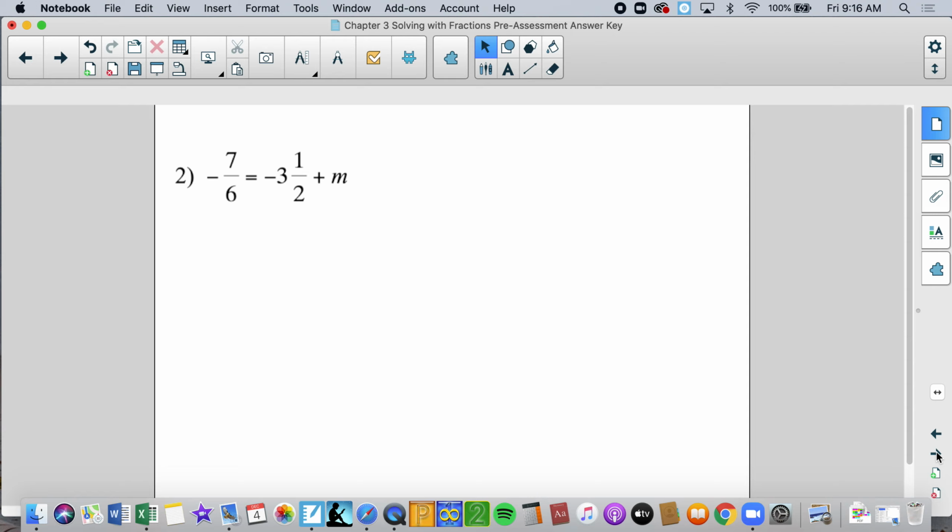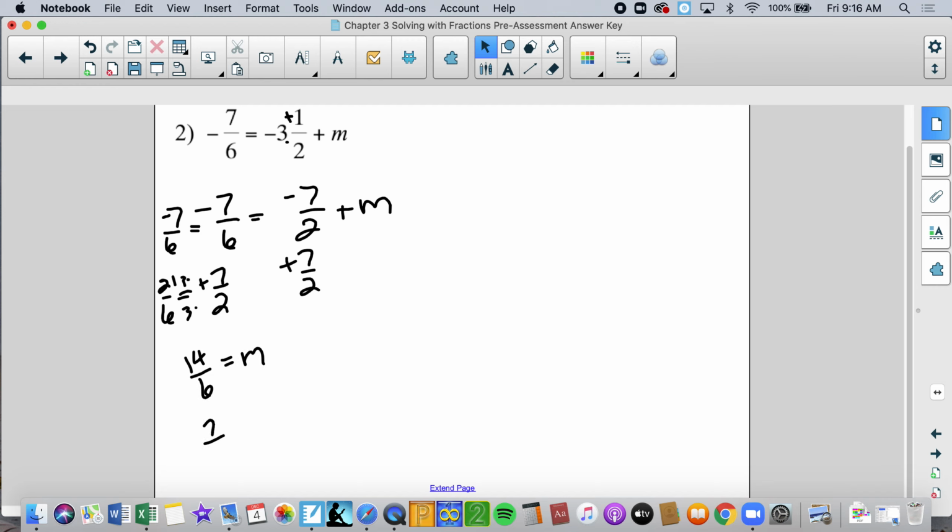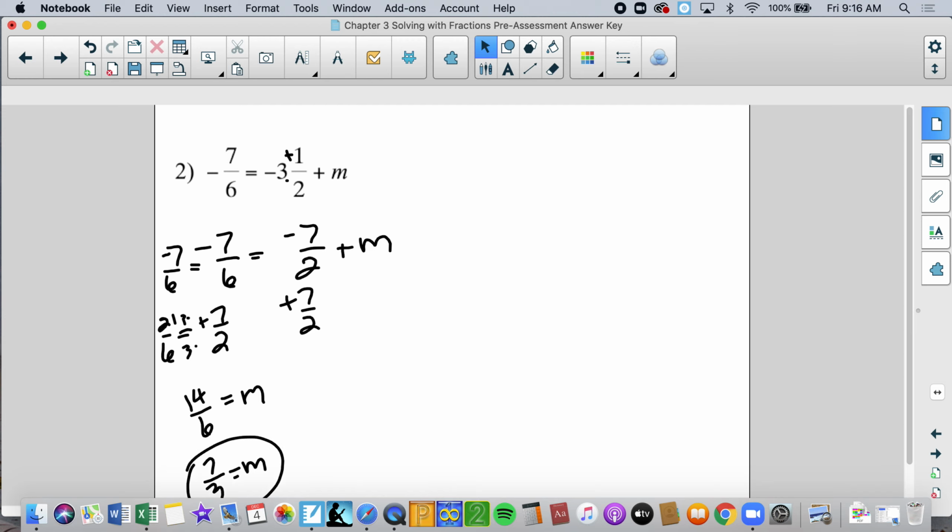First thing we always have to do with mixed numbers is convert them to improper fractions. 2 times 3 plus 1 is -7/2 plus m. We would add 7/2, add 7/2. We would find a common denominator, which is 6. And 2 times 3 is 6. 7 times 3 is 21. Minus 7 is 14/6 equals m. And then we would reduce that to 7/3 equals m. We divide the numerator and denominator by 2.